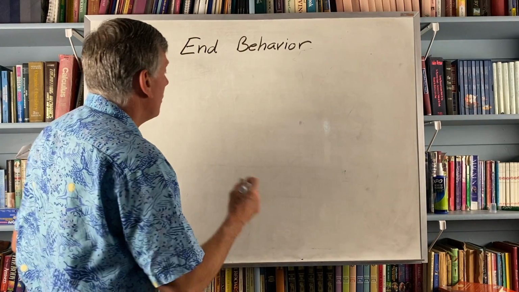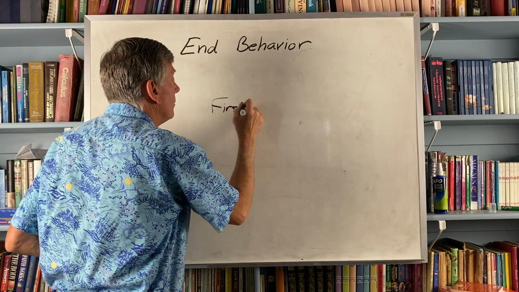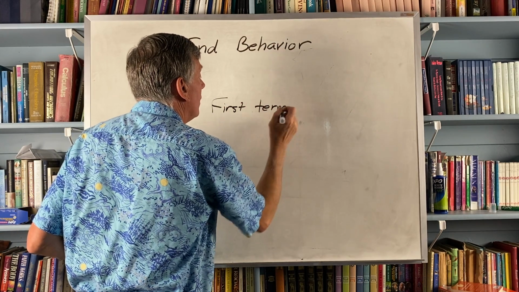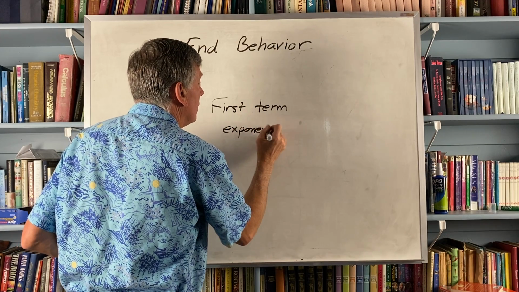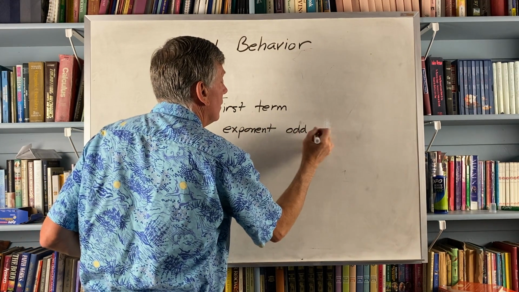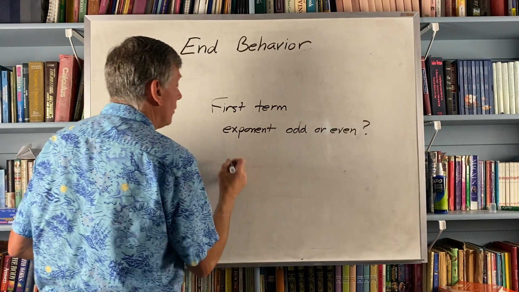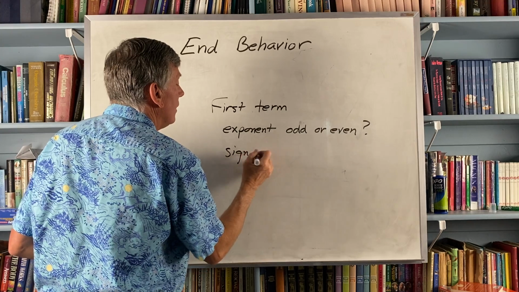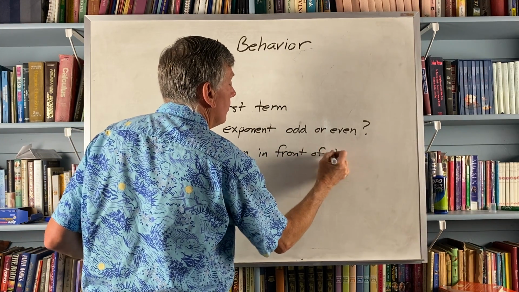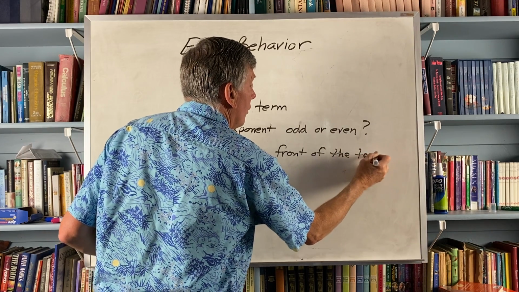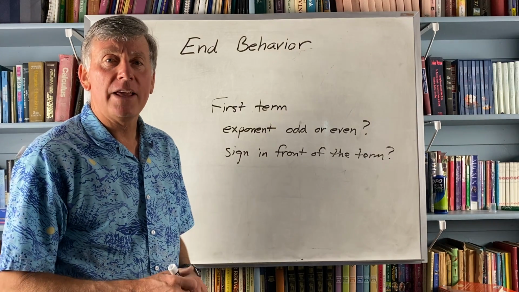To wrap up, what we're going to look at is the very first term of the polynomial, and we're going to look at the exponent, odd or even. And then we're going to look at the sign in front of the term. Those two things are going to determine what our end behavior is.